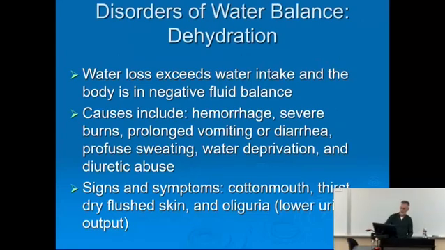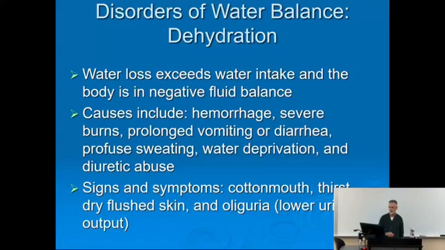Okay. So for dehydration, we're pretty familiar with a lot of ways that we can get into a dehydrated state where we have this negative fluid balance. And there are different types of symptoms that you're going to see: dry, flushed skin, a very little amount of urine being produced, called oliguria. Cotton mouth, right, because your mouth is dry. Even your salivary gland secretion can be affected because that's fluids, right?